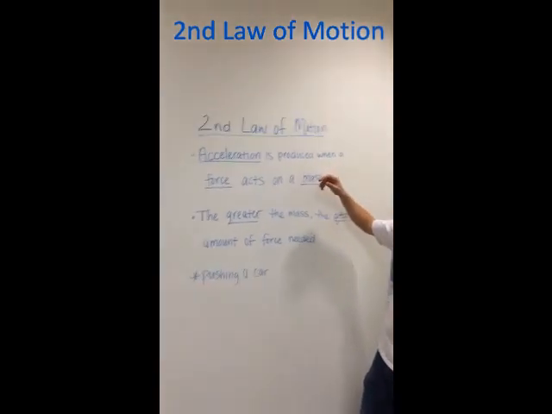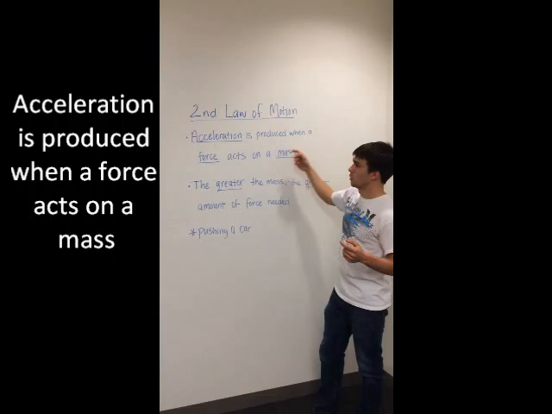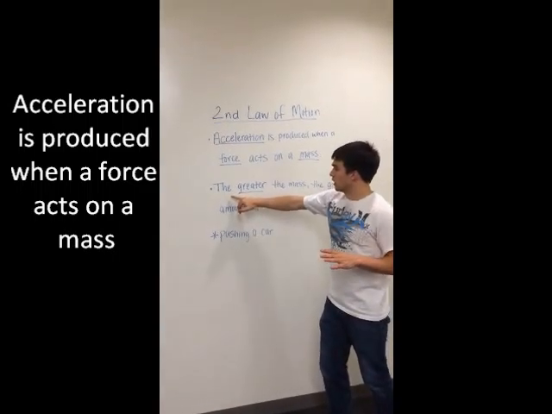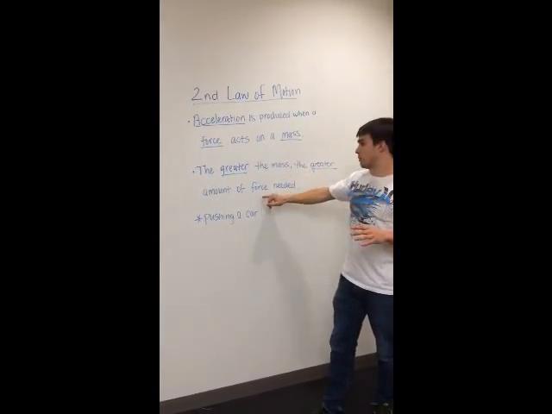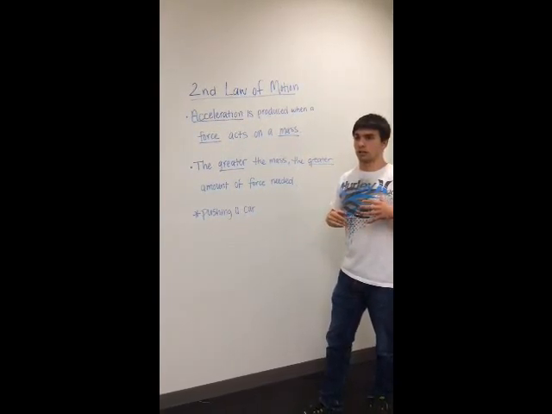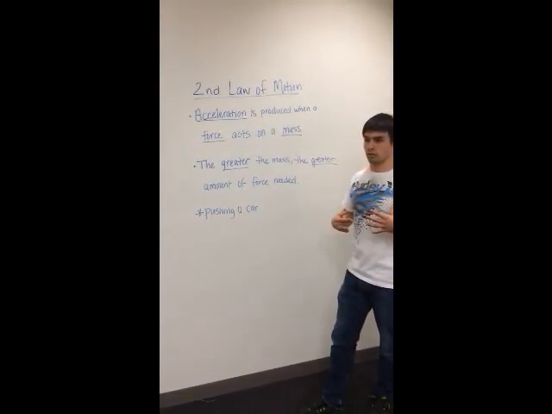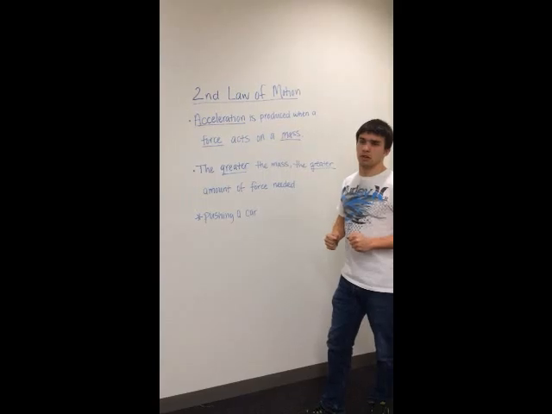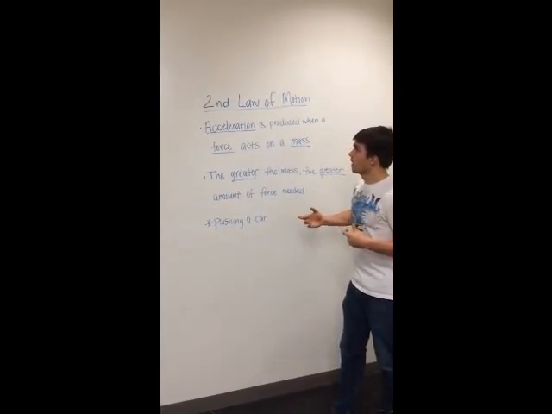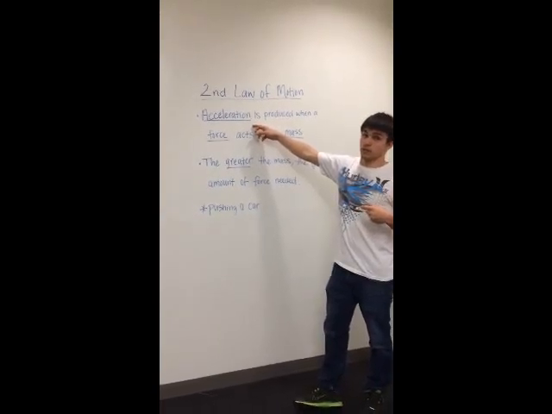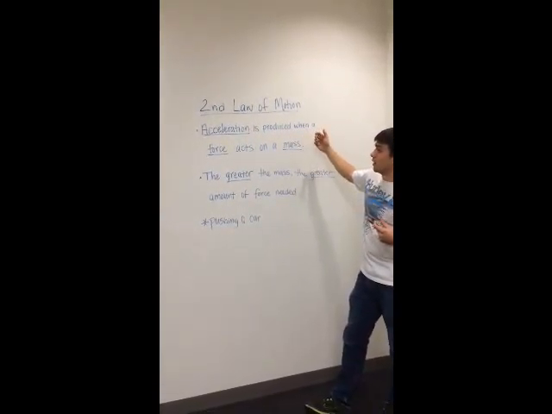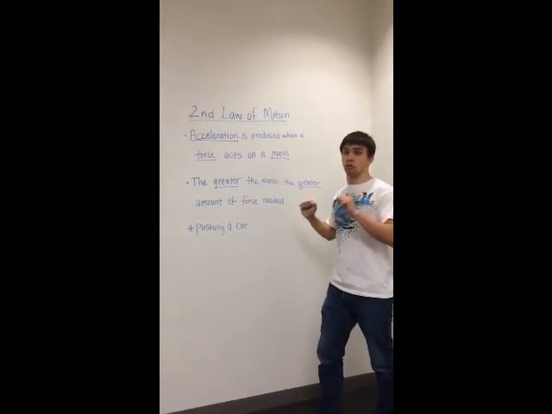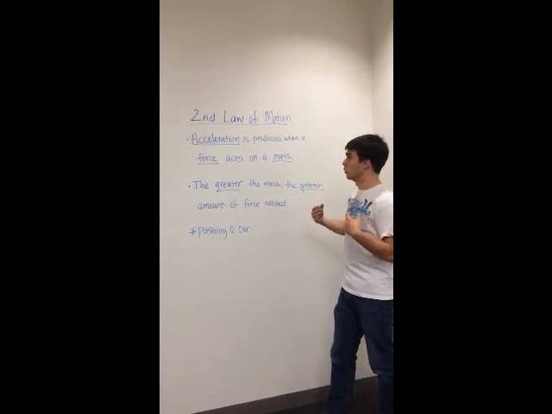The second law of motion is defined: acceleration is produced when a force acts on a mass. To put that again, the greater the mass, the greater the amount of force needed. So if we're trying to push a car that weighs a little bit, like a Prius, it's going to be a lot easier to push than a transfer truck. And the acceleration is how fast it's going to take off. And the amount of force acting on the mass is how much pressure you can push against the car to move the weight of that car.